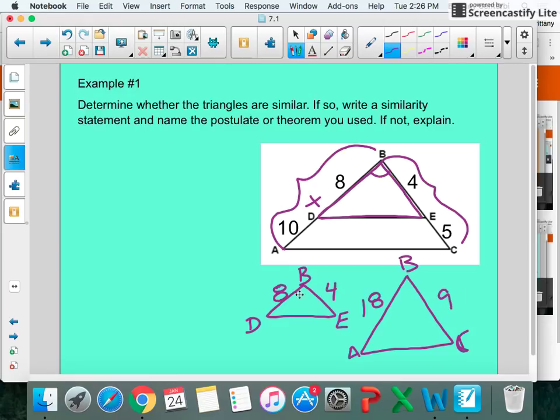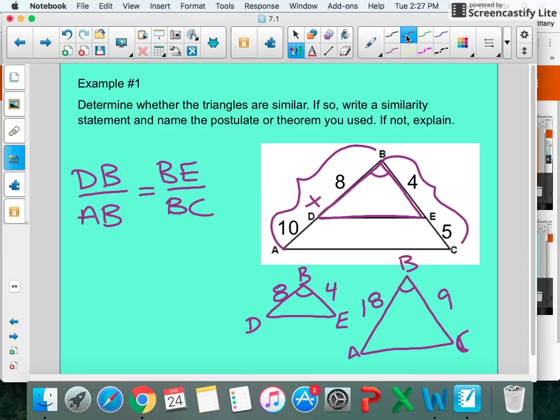And we know that they have this angle congruent here. So I'm going to set up the proportions. I'm going to do small triangle to big triangle. So DB is to AB as BE is to BC. And I'm going to fill in the numbers. DB is 8, AB is 18, and then BE is 4, and BC is 9. So looking at them, they don't look similar.